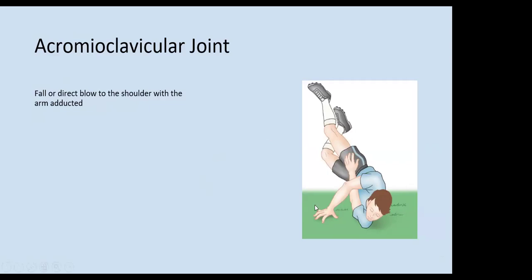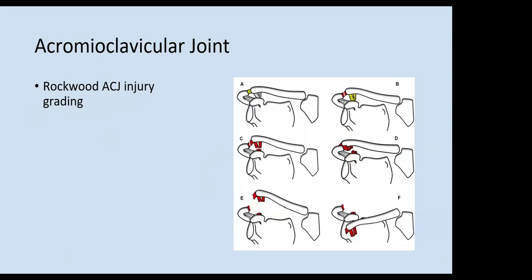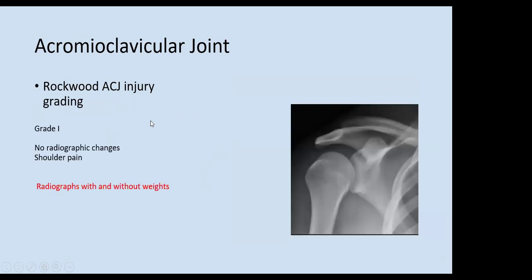The most common mechanism of ACJ injury is a fall or a direct blow to the shoulder, especially when the arm is adducted, in this position. That's how these patients or players present with ACJ injury. We use the Rockwood ACJ classification system for the different types.